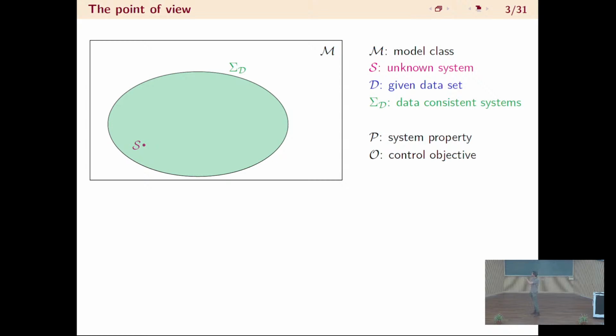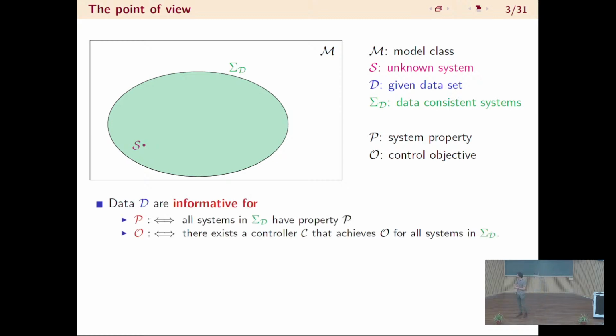Now let's also look at the system property P that we could be interested in. Yesterday we already saw some examples like controllability, stability. And we can also consider control objectives like stabilization, for instance. Then we said that the data are informative for this property P if all systems in sigma D have this same property P.